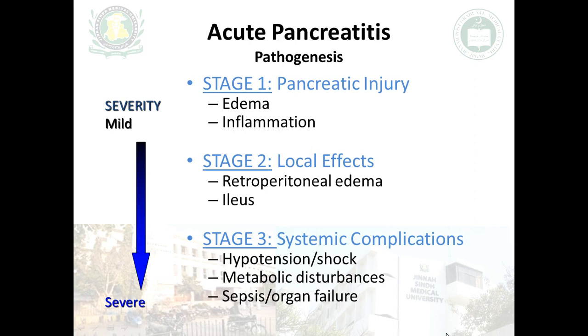Well, for the severity of pancreatitis, we have 3 stages which suggest how severe the pancreatitis is. At stage 1, there's a pancreatic injury that we have discussed: there's edema, inflammation, and hemorrhage in the pancreas. When the pancreatitis affects the local areas that we discussed in the anatomy, like the peritoneal region, the duodenum, and other structures surrounding the pancreas, that will be considered stage 2, like the retroperitoneal edema and the ileus.